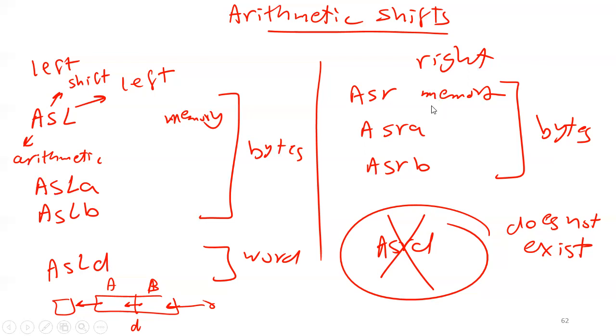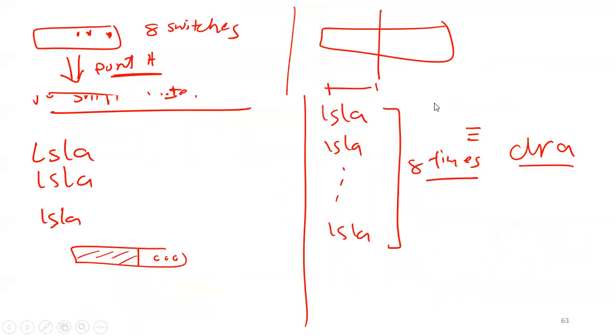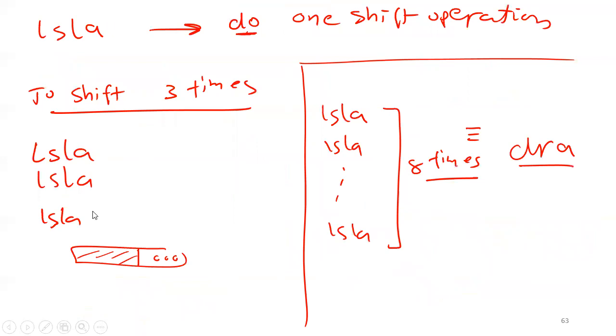Okay, guys. So let me summarize. I think I explained. Here, when I use this instruction, I'm gonna do 1 shift operation. So LSLA is gonna do 1 shift operation. What if I want to do 3 shifts? What if I want to shift 3 times? So you have to write the instruction 3 times. You got what I'm saying?